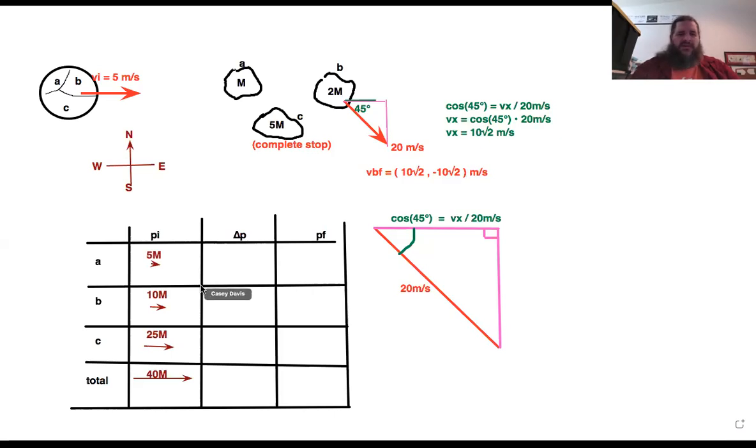And we can also write these in terms of components. If this was a one-dimensional problem, I wouldn't worry about that so much, but the fact that we are going to be dealing with 2 dimensions by the end suggests we should write these as components. Since these are all purely to the east, that's just an x component. So we got 5m comma 0, 10m comma 0, 25m comma 0, and 40m comma 0.